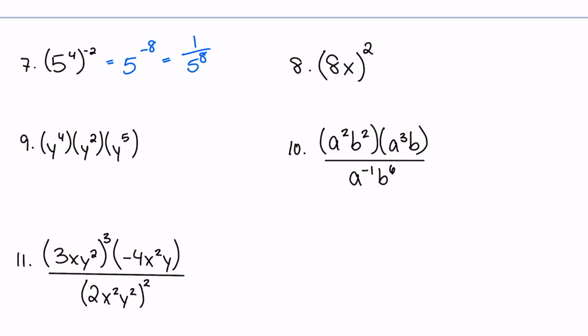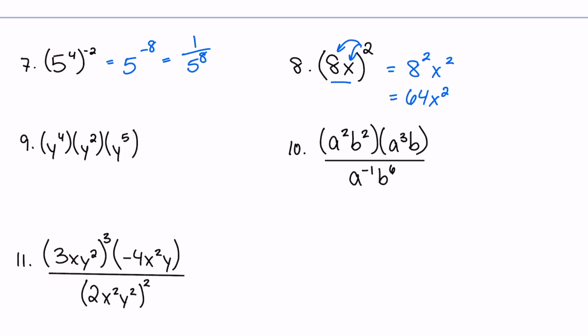This next example has a variable, but don't be alarmed, the rules still apply the same. Right here we have a product. We have 8 times our variable x, and all of this is to the power of 2. So we can use our power of a product exponent law, where this power gets applied to both the 8 and the x individually. So we can rewrite this as 8 to the power of 2 times x to the power of 2. And 8 to the power of 2 is just 8 times 8, which is 64. So we get 64x squared.